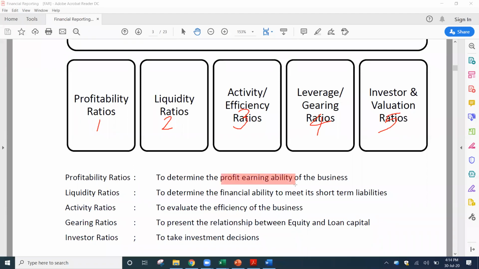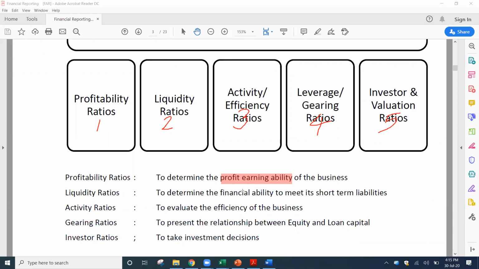Profit earning ability, that is the profitability ratio. Then the liquidity ratio. Liquidity means how fast you can convert an asset into rupees and cents, or cash in hand. Let's say you have stock, your inventory: to convert it to cash, how many days will it take? Or if you take the debtors, how many days will it take to convert them into cash, right?